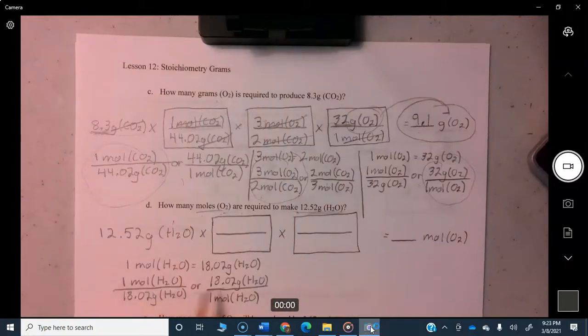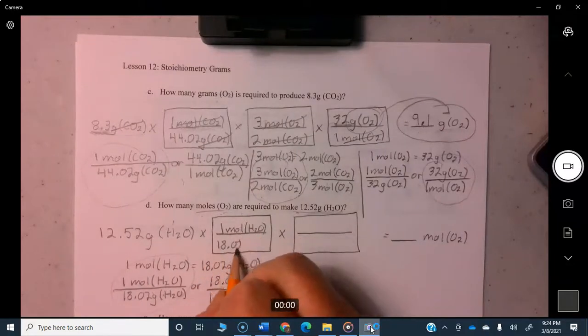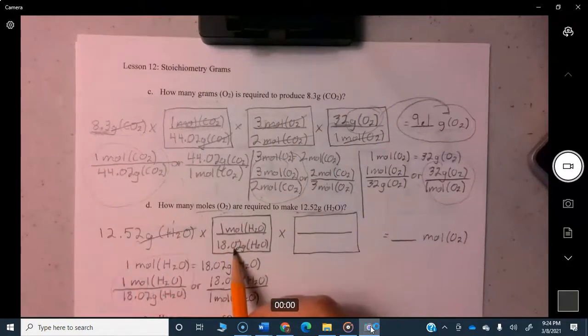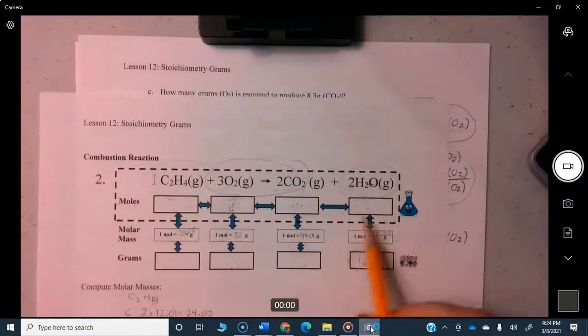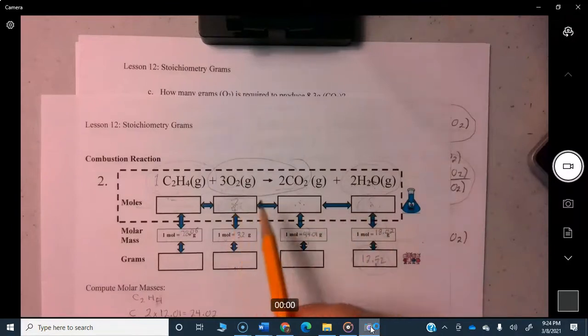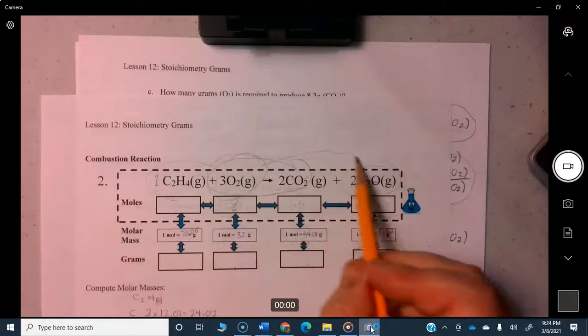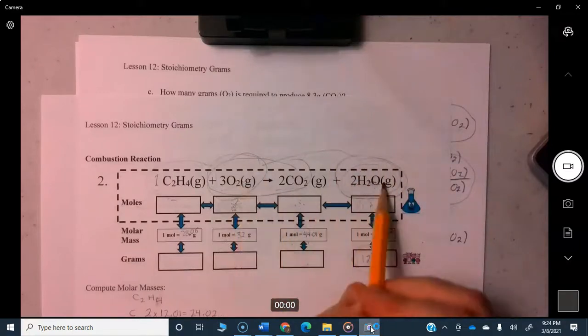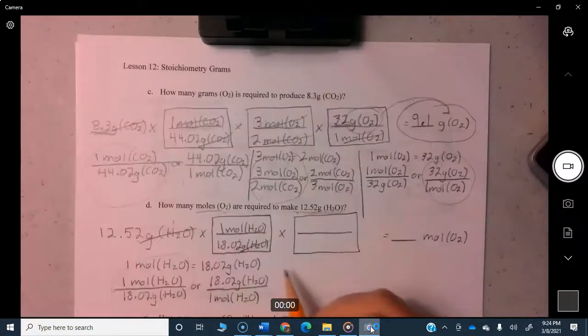Okay, so which of these two ratios goes in here? Well, we need grams of H2O to cancel out, so it's going to be the one with grams of H2O on the bottom. Okay, so grams of H2O cancels with grams of H2O. So right now, after we've done that, we have some number there in that box, but we're not going to compute it. Now we're going to go straight from moles of H2O, which is where we are right there, to moles of O2. So that's the relation between these two. We don't care about any of the others there.